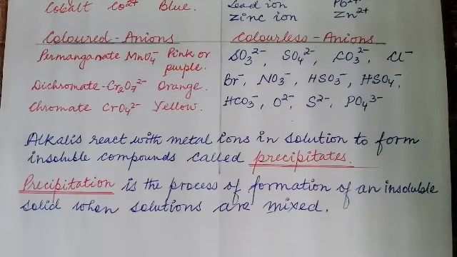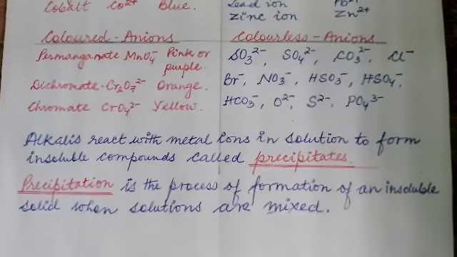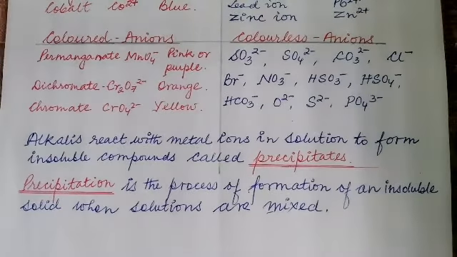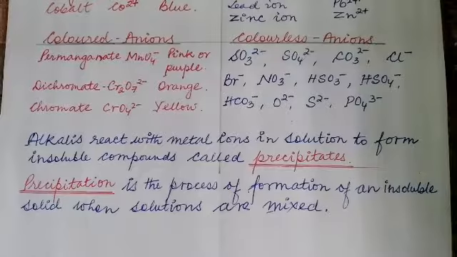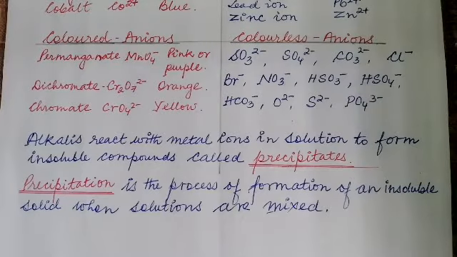First one, permanganate. How do you write it? MnO4-. The color of permanganate ions will be pink or purple. Number 2, dichromate ions. How do I write it? Cr2O7 2-. Orange in color. Chromate ions, CrO4 2-. It is yellow in color.